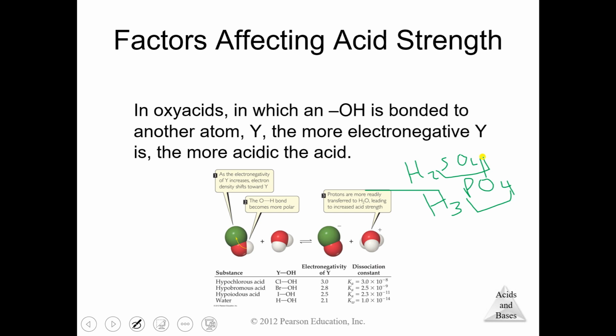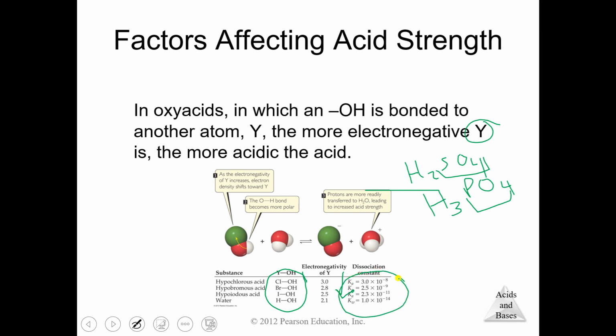So the more electronegative whatever the other atom is, the more acidic the atom. So if we have something very electronegative, it's going to be very acidic, okay? And if we look at this here, and we look at these examples, ClOH, BrOH, IOH, HOH, okay? We're looking at decreasing electronegativity, and we're looking at Kas that decrease significantly.